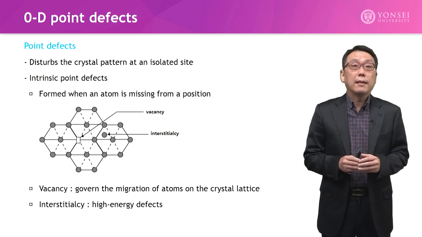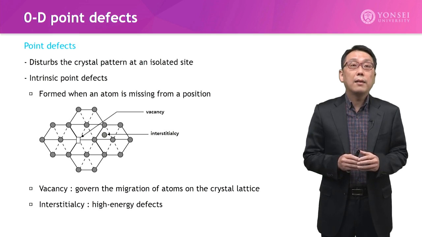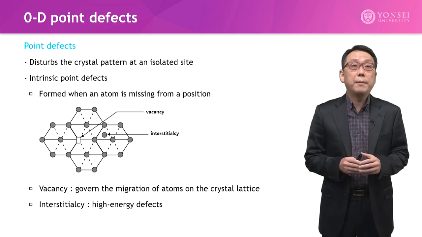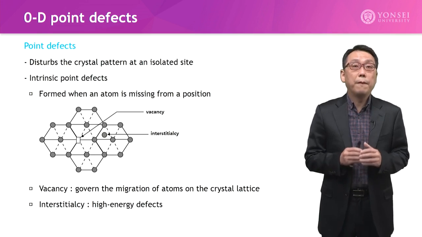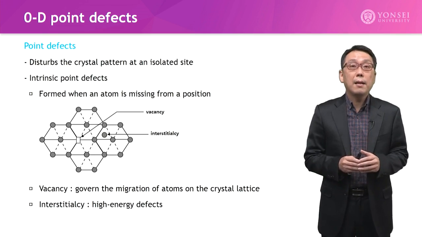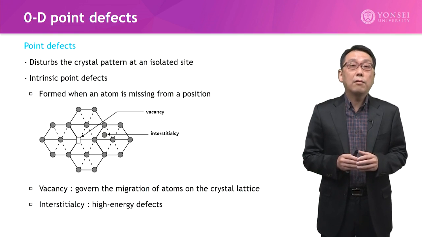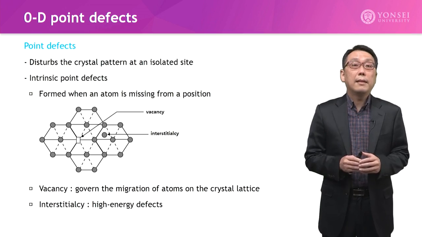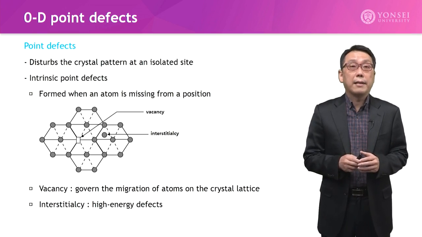The point defect disturbs the crystal pattern at an isolated site, and we can find two different types of point defect. The first is the intrinsic point defect, which can be formed when an atom is missing from a position. So in this scheme, you can find two different types of intrinsic point defect: the vacancy, which governs the migration of atoms on the crystal lattice, and the interstitial with high energy.